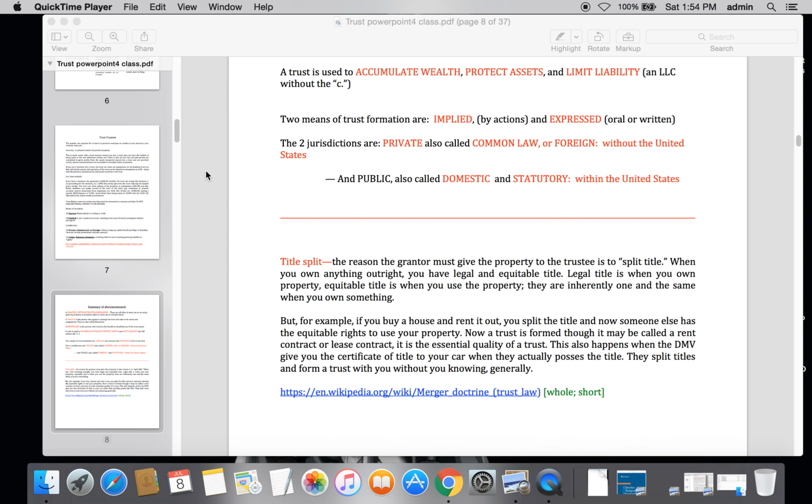But they split titles and form a trust with you without you knowing it. So again, this is why even if you buy a car outright and you're not making payments on it, you have the certificate of title. Well, who can come and take your car? The state can. The IRS can.